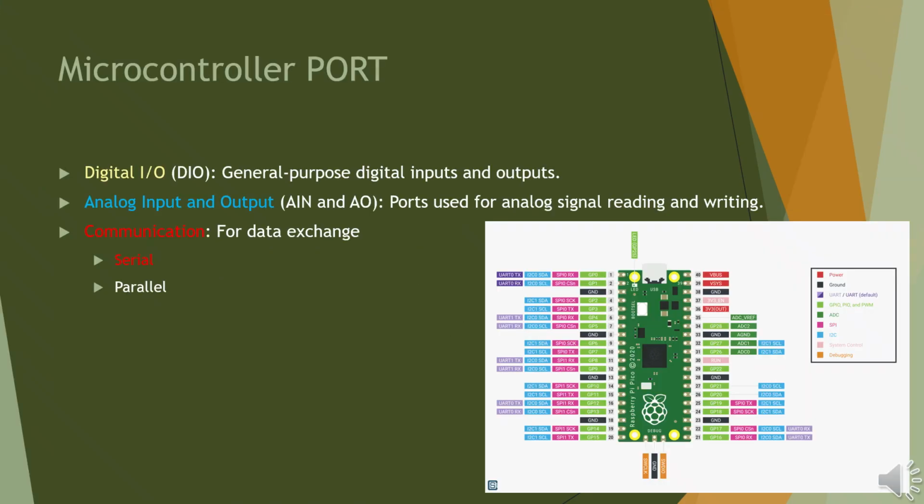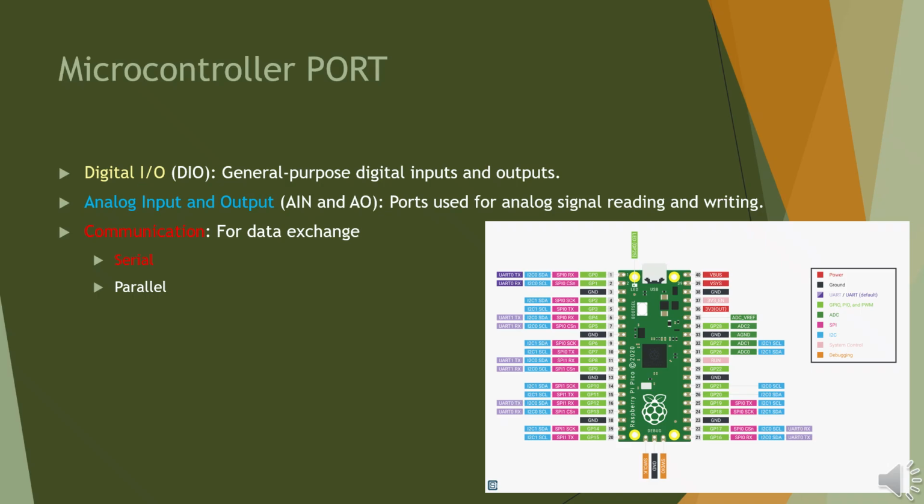Microcontrollers communicate through several types of ports: digital I/O for on-off signals, analog input-output for variable voltages, and communication ports for data transfer. The communication group can be classified into serial and parallel types. In serial communication, data is transmitted one bit at a time, while in parallel communication, multiple bits are sent simultaneously. Most modern microcontrollers favor serial communication because it requires fewer wires and offers better noise immunity.